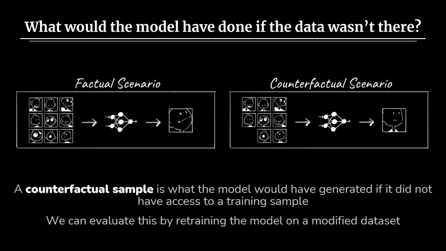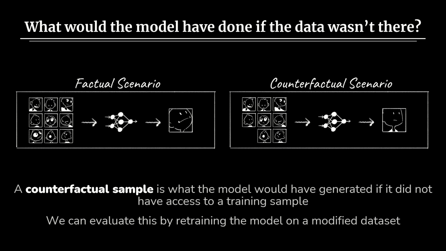Well, to assess this, what we can do is we can ask the counterfactual question. What would the model have done if that data wasn't there? What would it have generated instead? If it generated something that looks significantly different from what it actually generated when it had access to the full training data, then that suggests that the model actually learned something pretty important from that piece of data that's missing in this alternative counterfactual scenario.